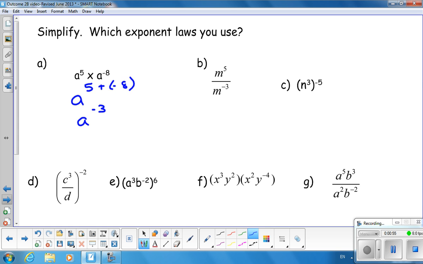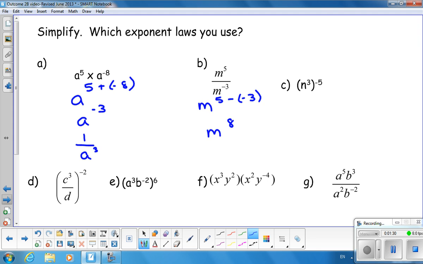We want to write, whenever possible, our answers with positive exponents. So we need to deal with that negative. That negative says take the reciprocal of a, so we have 1 over a, and now my exponent is positive. So we end up with 1 over a cubed. The second one is going to use our division law. So we're going to have m to the power of 5 take away negative 3, or m to the power of positive 8. Be careful when adding and subtracting negative numbers.